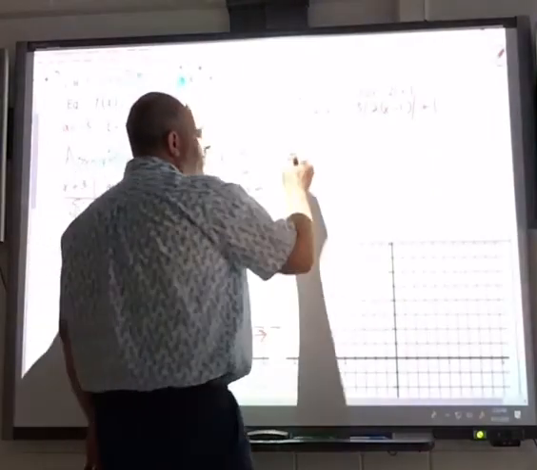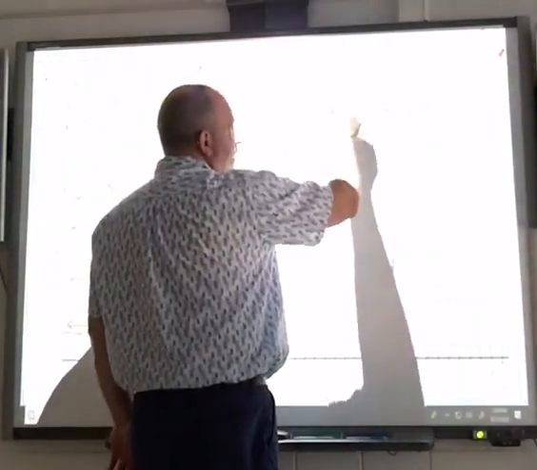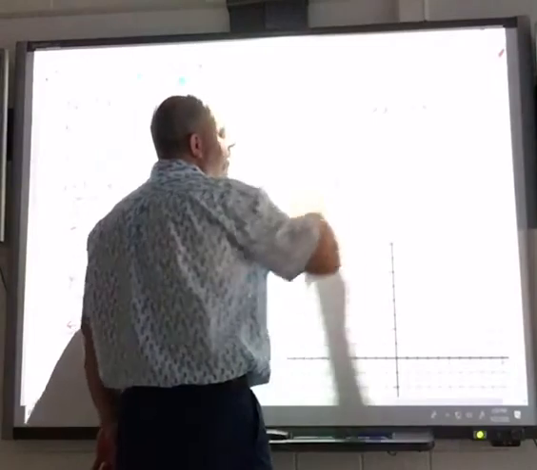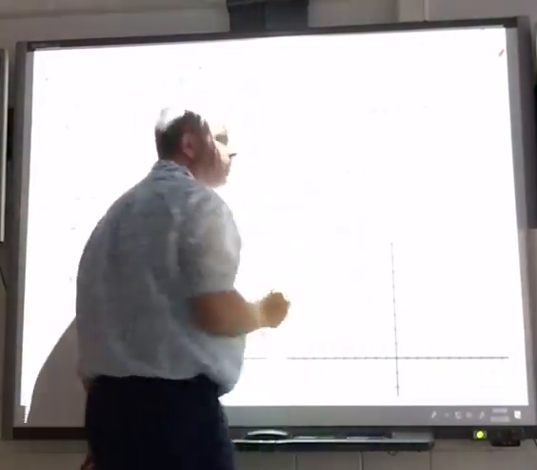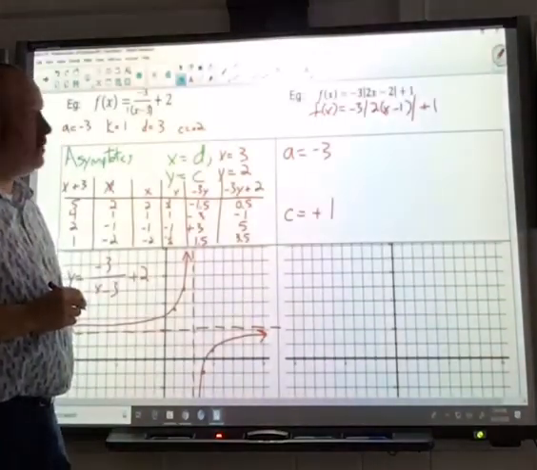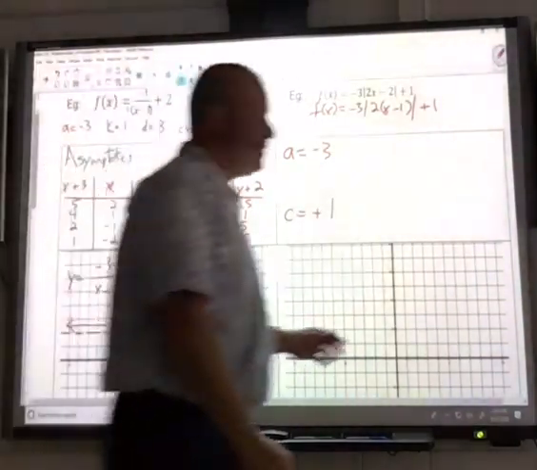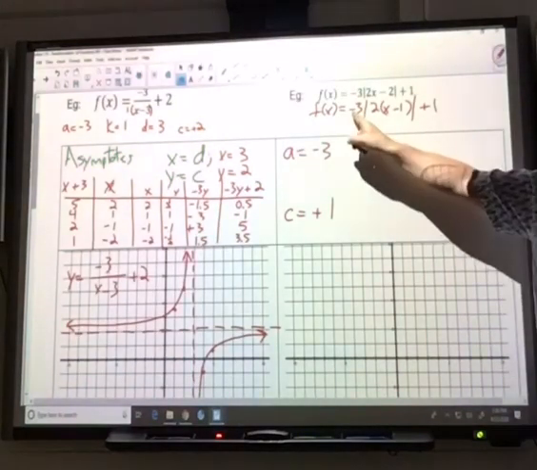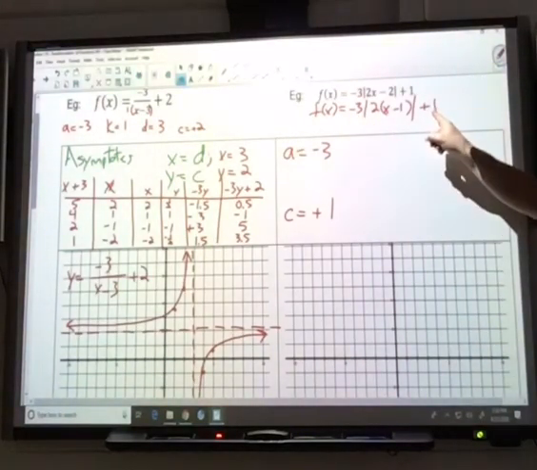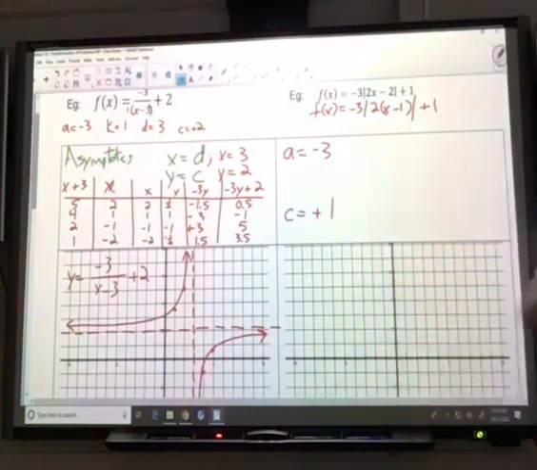That from there tells me that my A value is already obvious, negative 3. My C value is already obvious, plus 1. Sorry, I gotta get out of the way because it keeps on brightening up on here. So my A value is right here on the outside. My C value is right here on the outside, so I write those down. Those are nice and easy.